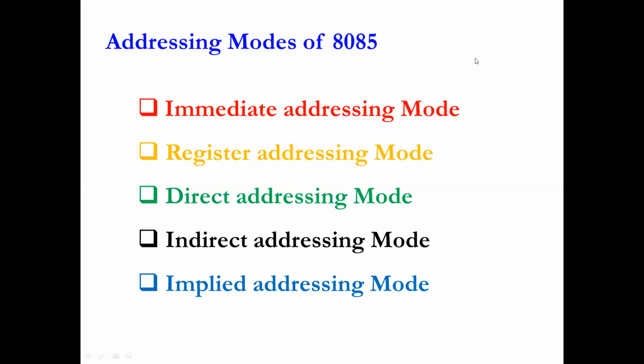The addressing modes used in the 8085 microprocessor are: immediate addressing mode, register addressing mode, direct addressing mode, indirect addressing mode, and implied addressing mode.